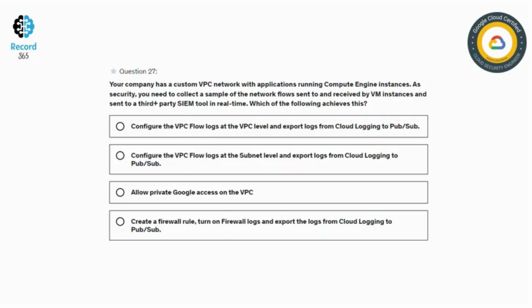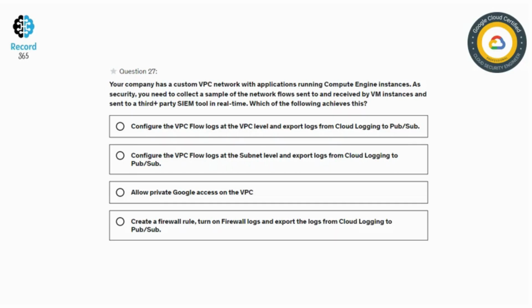The next question is: your company has a custom VPC network with an application running on Compute Engine instances as part of security. You need to collect a sample of the network flows sent to and received by the VM instances and send them to a third-party SIEM tool in real time. So which of the following achieves this?